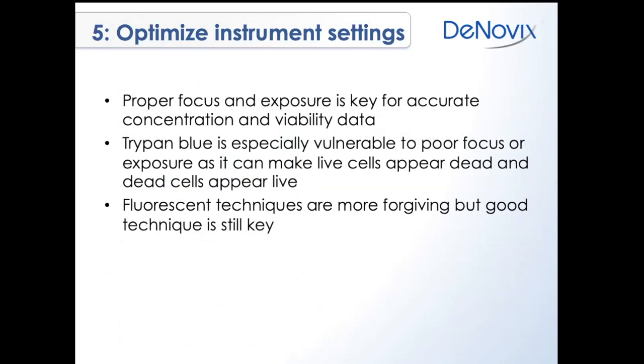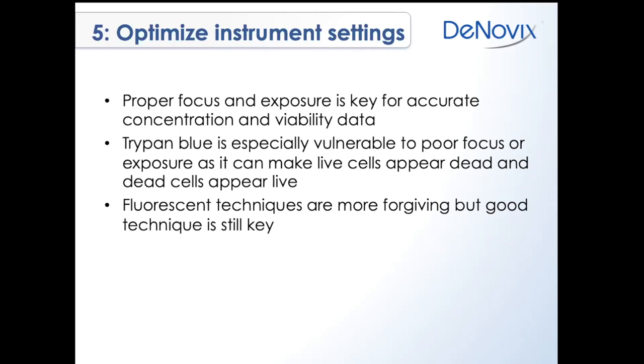Okay, so tip number 5 is to make sure that you properly optimize the instrument settings. When we're talking about instrument settings, we're talking about things like focus and exposure. Trypan blue, again, is more difficult, it's more subjective, and it's very vulnerable to if the sample is out of focus or if the exposure is not quite right, because that can make live cells appear to be dead or dead cells appear to be live in the count.